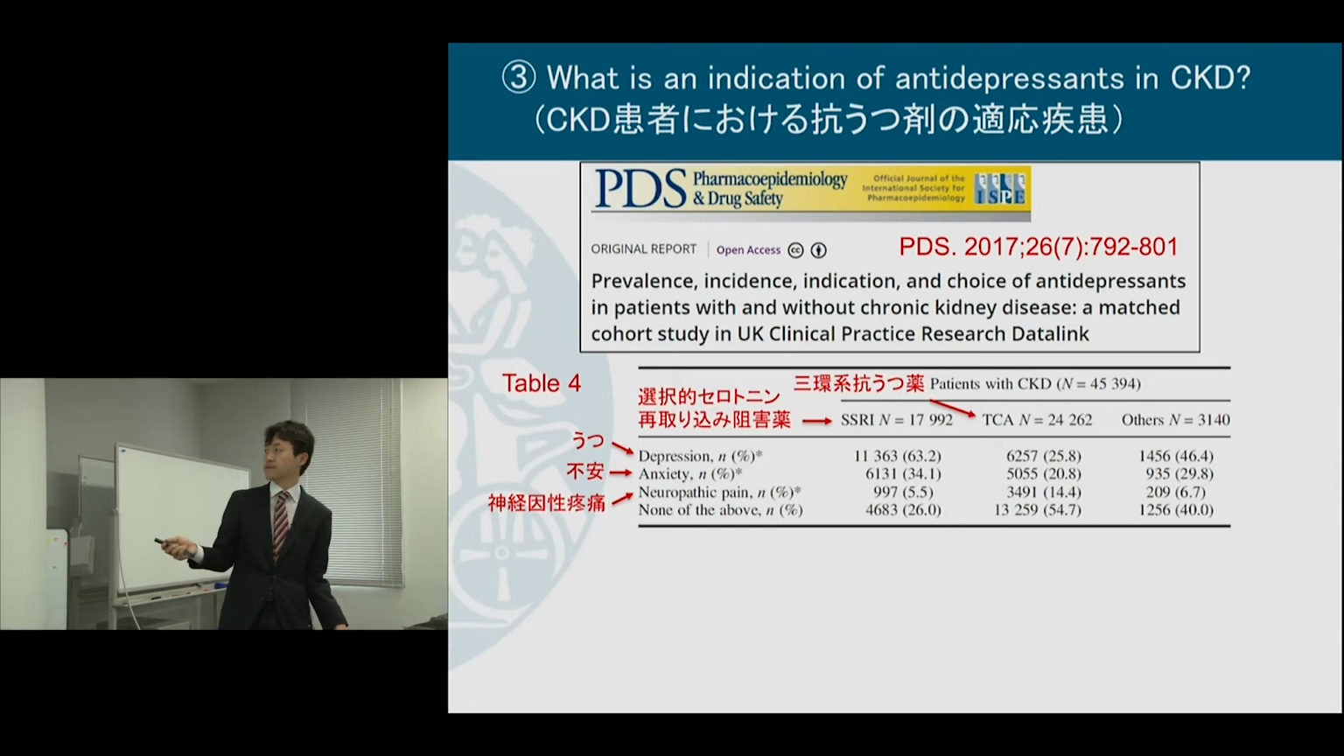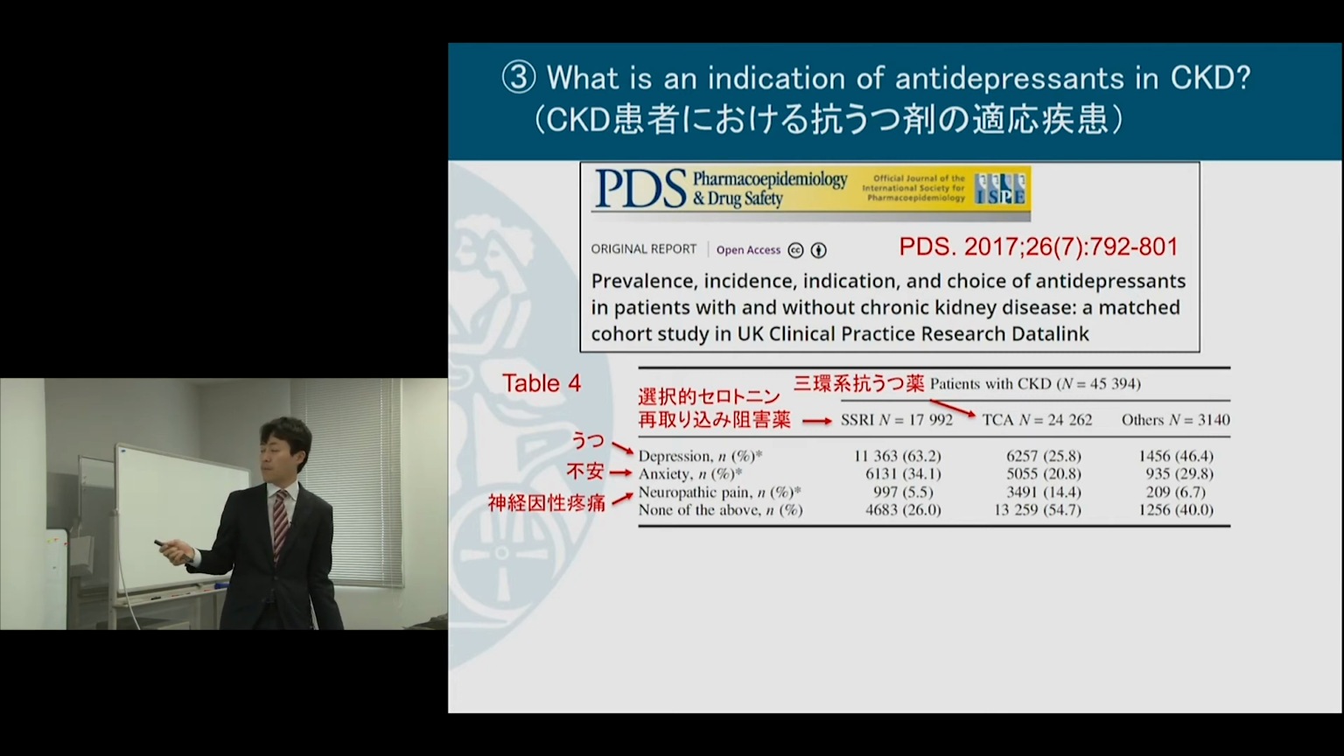So SSRIs were prescribed for depression in 63% of the cases, followed by anxiety 34%, and some neuropathic pain and off-label indication. Off-label means 適用外処方 in Japanese. While tricyclic antidepressants were prescribed not for depression and anxiety very often, but for pain and probably sleeping problems or just sickness or some symptoms. So this is the result.